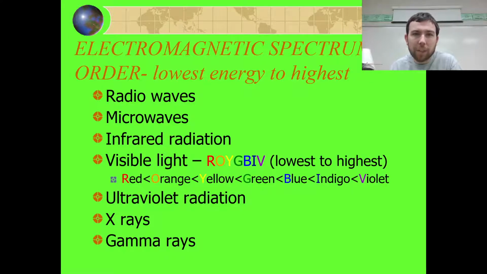So radio waves are going to be our lowest in energy, which means they have the longest wavelength and the smallest frequencies, whereas gamma rays, they're going to have the shortest wavelengths, highest frequencies, and the highest amount of energy.